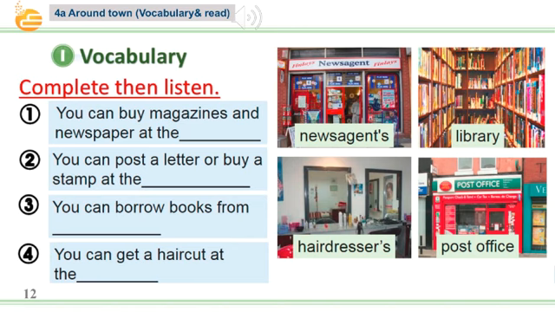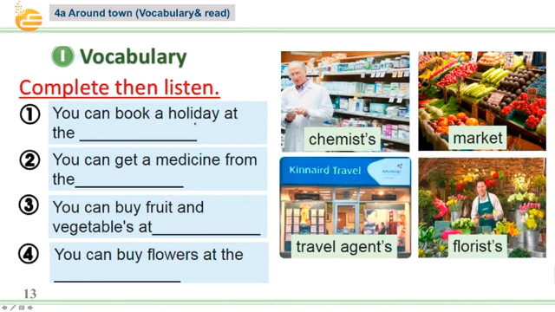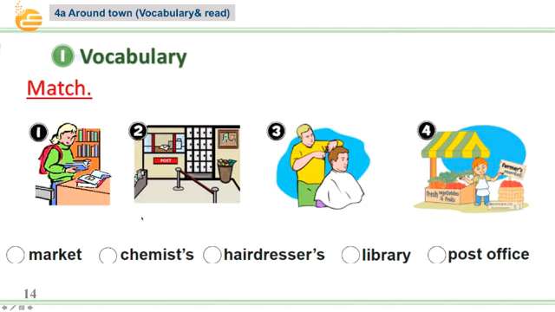Okay, we got all the answers. So let's review it. You can buy magazines and newspapers at the newsagents, of course. You can post a letter or buy a stamp at the post office. You can borrow books from, of course, the library. You can get a haircut at the hairdresser, of course. You can book a holiday at the travel agents. You can get medicine if you are sick from the chemists. You can buy fruit and vegetables at where? Of course, the market. You can buy flowers at the florist. Okay? Good.